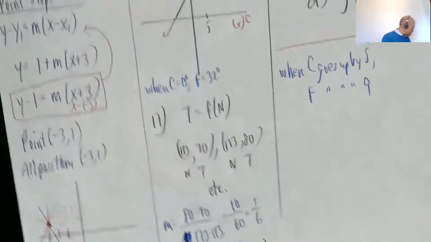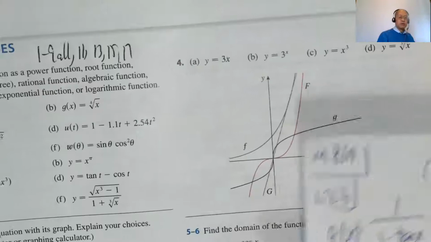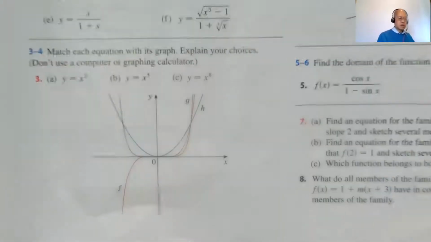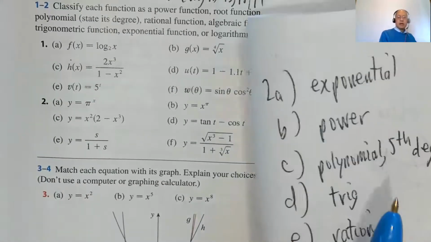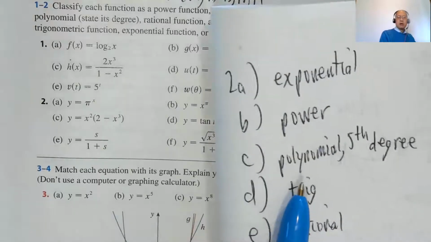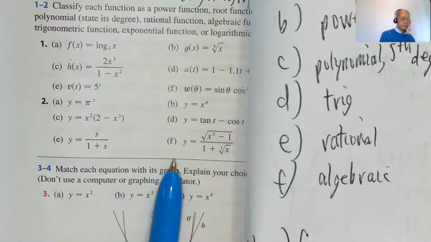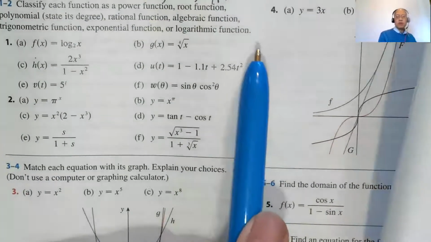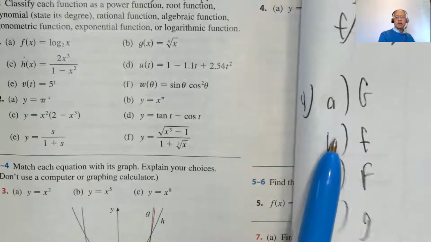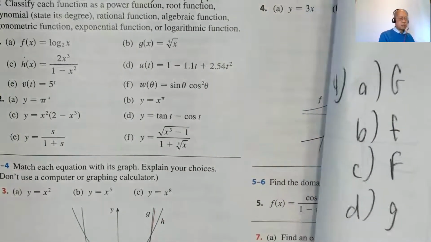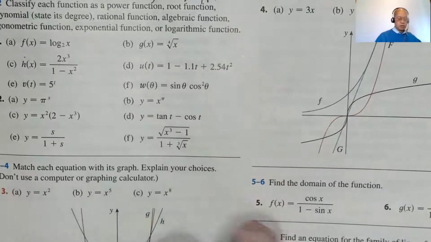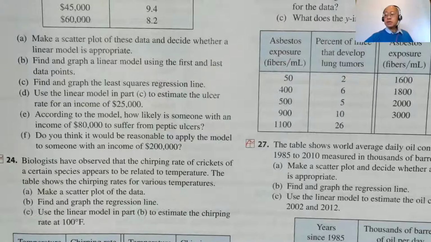Okay, and in case you didn't see it, at the same time as when I wrote it here, I got it at my notes. For number 2, here's number 2. So answers are exponential, power, polynomial, 5th degree, trig, rational, and algebraic. And then for number 4, we had capital G, little f, capital F, and little g. That's the solution for that one. All right, so that was section 1.2.